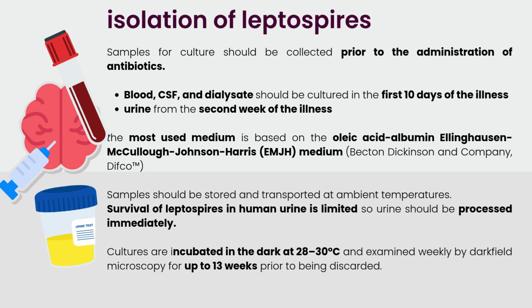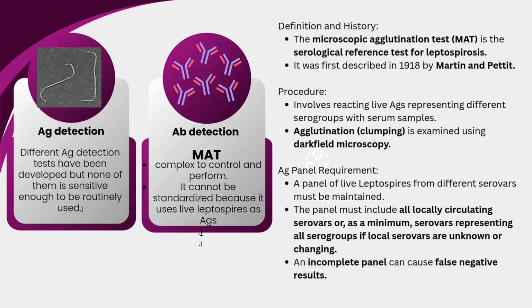And samples must be stored and transported at ambient temperature, with urine requiring immediate processing due to leptospires' limited survival in urine samples. Cultures are incubated in the dark at 28 to 30 degrees Celsius, examined weekly for up to 13 weeks before being discarded if non-viable. So that's the case for leptospire isolation.